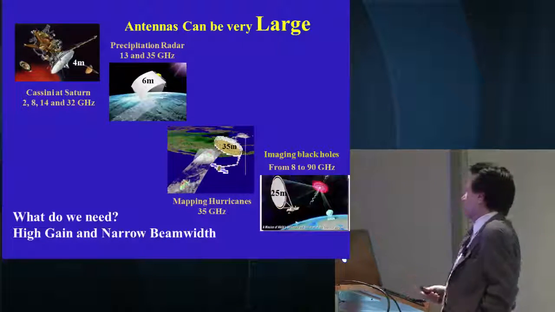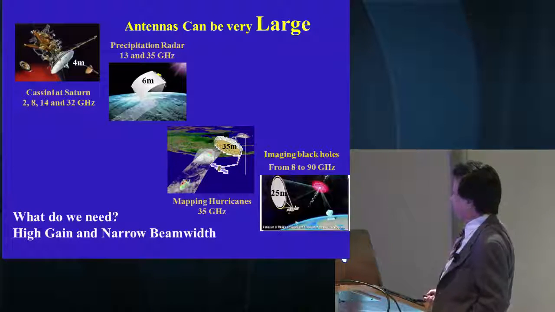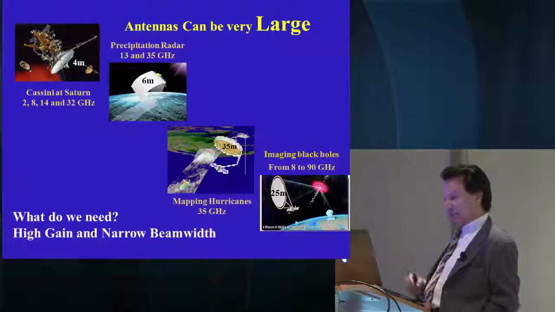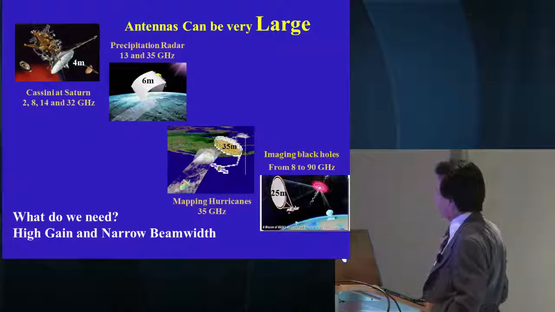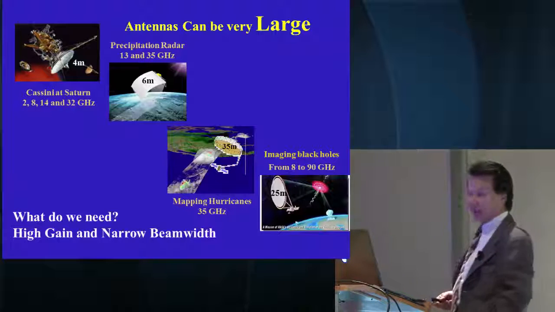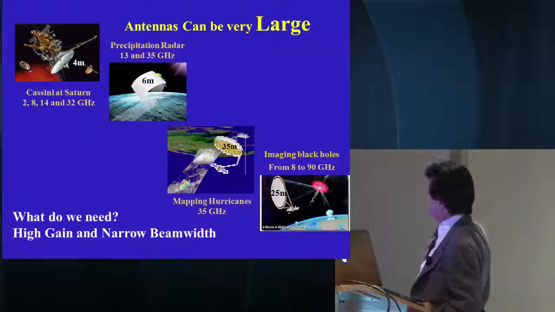So antennas can be very large, and we're talking about the Cassini mission, which is now in orbit, orbiting Titan, one of the moons of Saturn. This was a 4-meter dish operating at 2, 8, 14, and 32 gigahertz. A huge, almost 2-story big spacecraft.